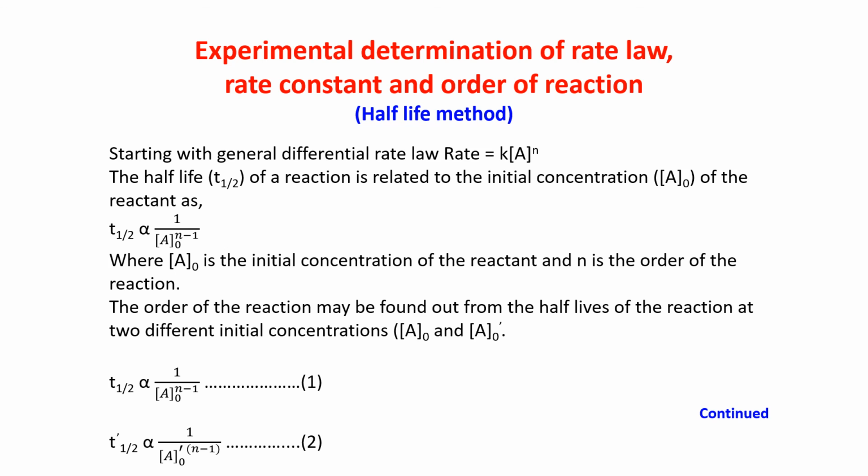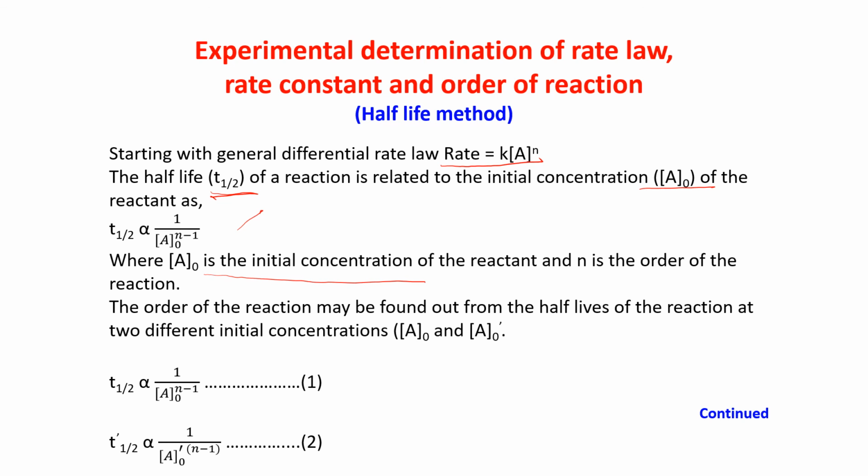Now, to find out the rate law, rate constant and order of reaction by the half-life method. What is half-life? I already told you, it is the time taken to complete half of the reaction. Now, starting with the general differential rate law, that is rate equals K A to the power n. The half-life T half of a reaction is related to the initial concentration. T half is proportional to 1 by A naught to the power n minus 1, where A naught is the initial concentration of the reactant, and n is the order of reaction.